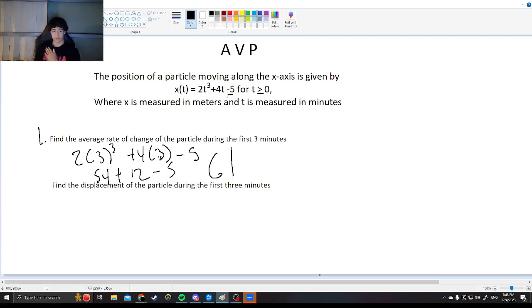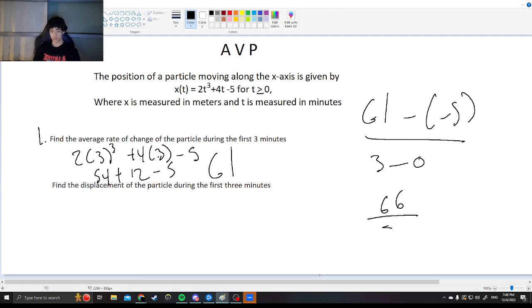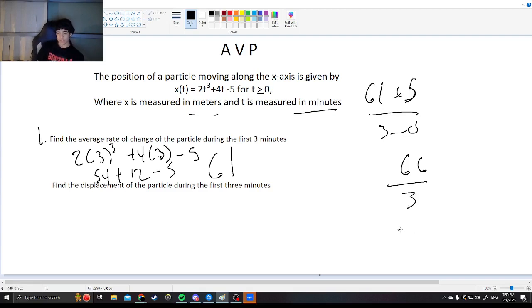If we plug 0 in, we're just going to get -5 because it's all going to be 0. So we have 61 minus -5 over 3 minus 0. And simplify this out more, we'll get 66 over 3. And 66 over 3 is 22. So the average rate of change is 22, can't forget the unit, meters per minute.